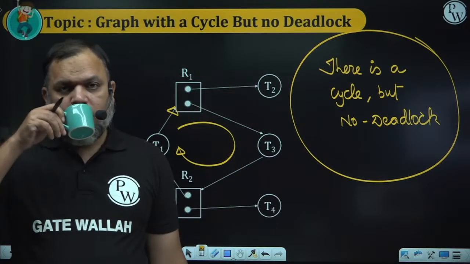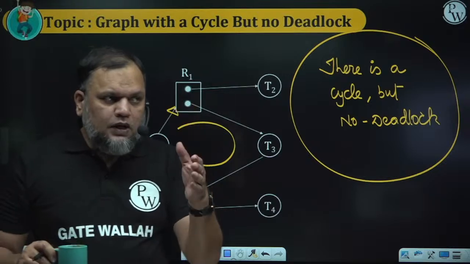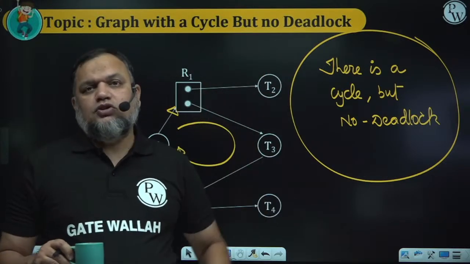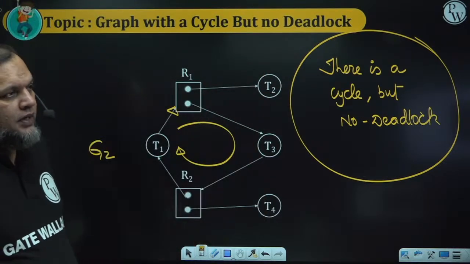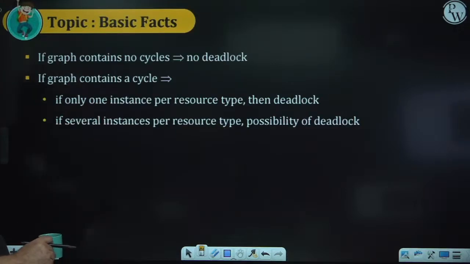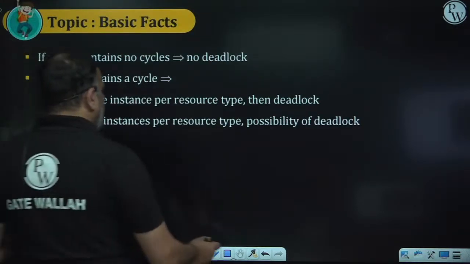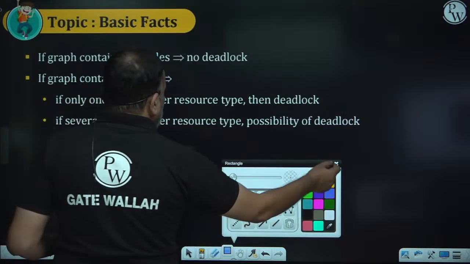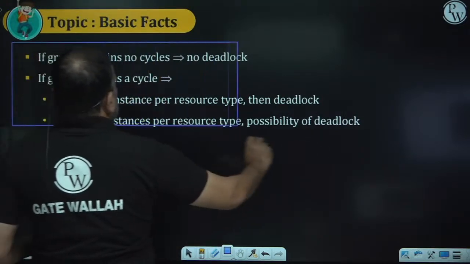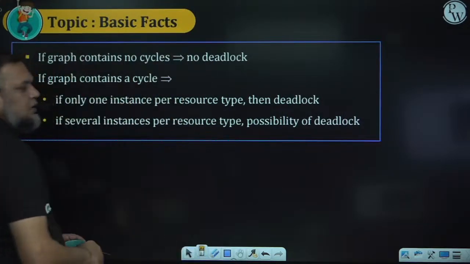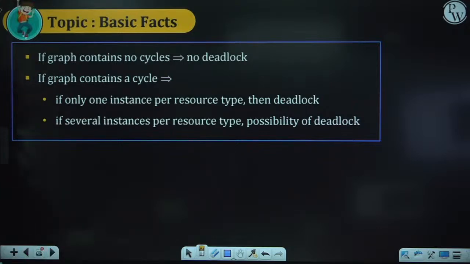And hence we say hold and wait and cycle are necessary conditions for deadlock to happen. ये काफी important points हैं बच्चों. मैं चाहूंगा आप हमेशा के लिए याद रखिएगा. For as far as cycle is concerned in a graph and deadlock, ये important conditions हैं. Golden rules हैं ये.